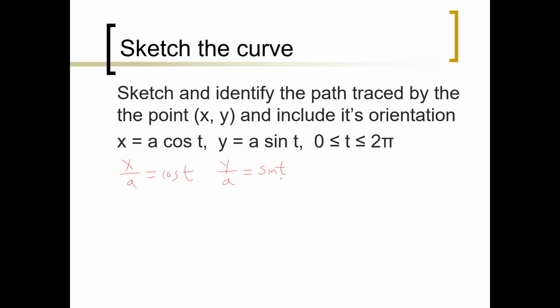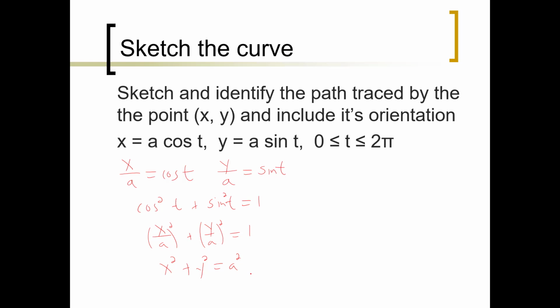And if I divide by a in the second one, I would get y divided by a is the sine of t. But I recall that the cosine squared of t plus the sine squared of t would have to equal 1. But the cosine is just x over a, and the sine is y over a. So I get (x over a) squared plus (y over a) squared equals 1. And if you just multiply both sides by a squared, you would get x squared plus y squared equals a squared. And that you all recognize as a circle.